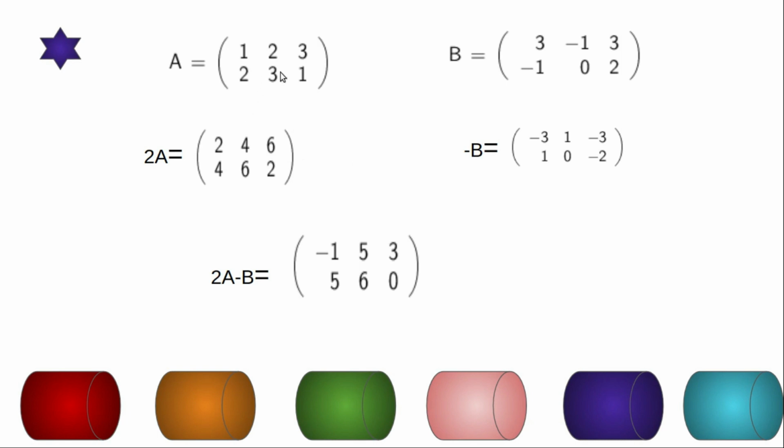A is the matrix 1, 2, 3, 2, 3, 1. 2 into A: multiply each element by 2. 2 into 1, 2. 2 into 2 is 4. 2 into 3, 6. 2 into 2, 4. 2 into 3, 6. 2 into 1 is 2. Now 2A minus B is 2A plus minus B.